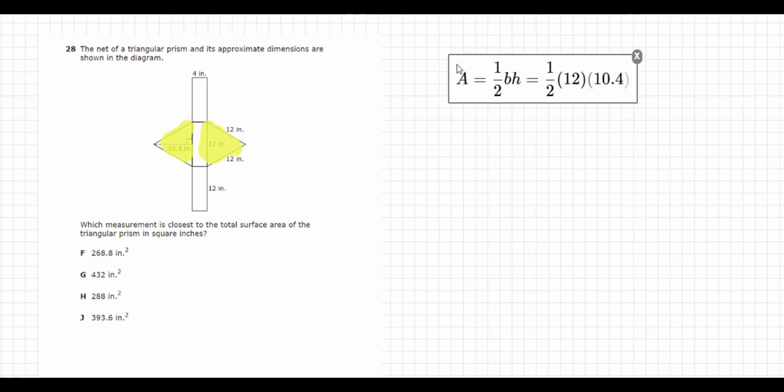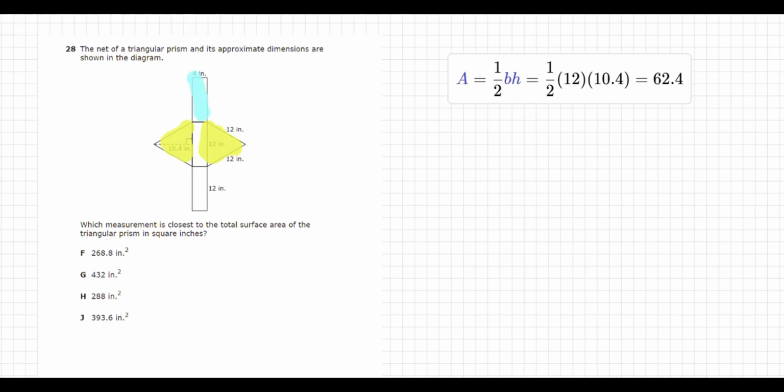Question number 28. The net of a triangular prism and its approximate dimensions are shown in the diagram. Which measurement is closest to the total surface area of the triangular prism in square inches? The area of a triangle equals 1 over 2 times base times height. Base side equals 12. Height equals 10.4 inches. Substituting the numbers into the formula, we get 62.4 square inches for the triangle.